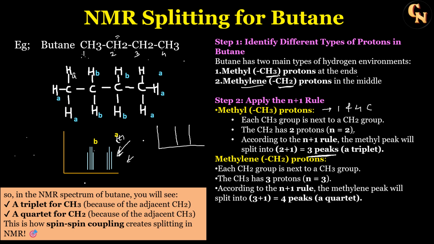Then let us see the methylene group, that is carbon number 2 and carbon number 3, the protons on C2 and C3. If you talk about C2, how many neighboring protons does it have? Just calculate and tell me. 3 and 2, so in total how many? 5 protons. It has 5 neighboring protons.